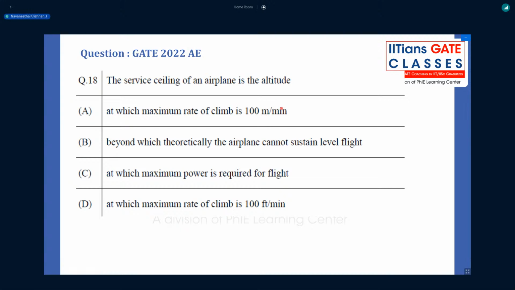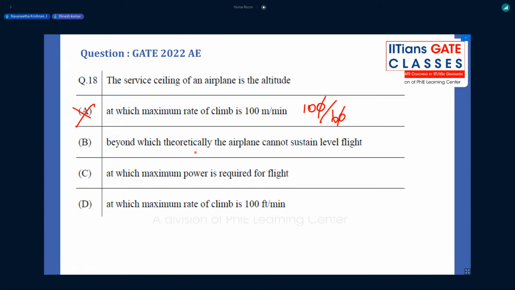100 meter per minute is nothing but 100 divided by 60. None of the aircraft, even piston or jet engine aircraft, is flying at service ceiling altitude with a rate of climb this much. Because it is around 1.4. So none of the aircraft, not piston engine aircraft or jet engine aircraft, has that rate of climb at the service ceiling. So this option is wrong.